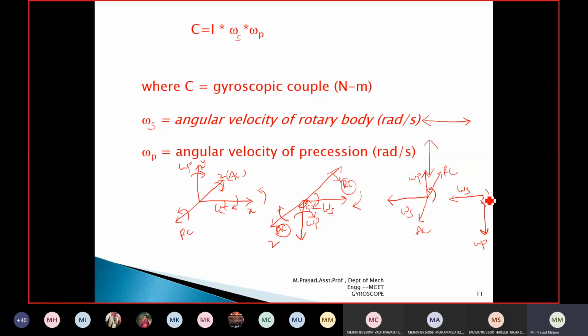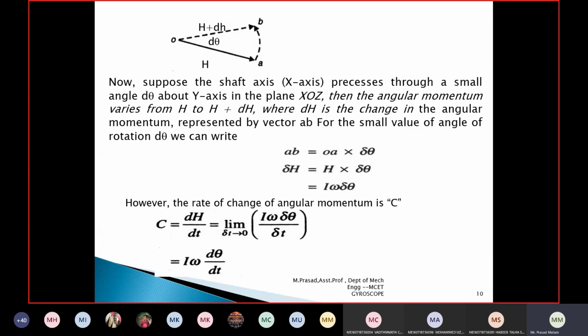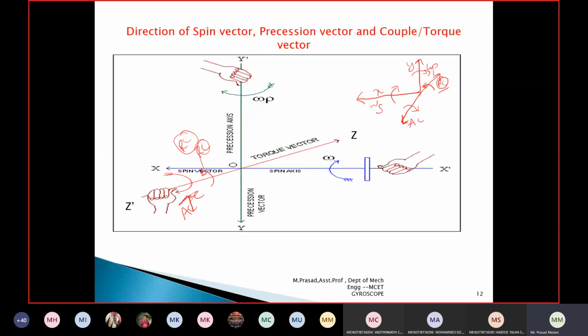Similarly for the spin vector, rotate by an angle of 90 degrees. Now this angle is 90 degrees. This shows your active couple in the downward path. This shows your reactive couple downwards. This is what we have discussed so far. Okay, I'm not able to draw neatly. That's why I'm showing the slides. You can see here.